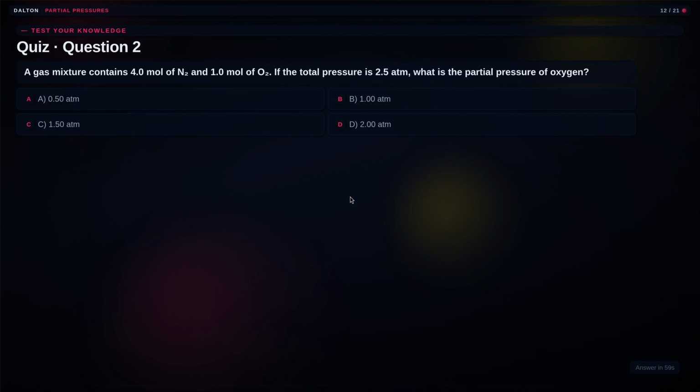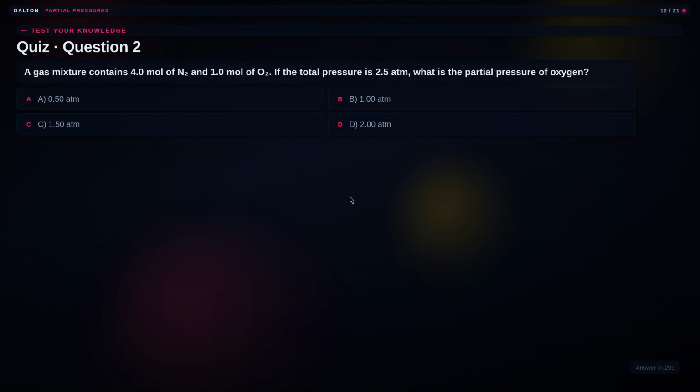Here is question 2. A gas mixture contains 4.0 moles of nitrogen and 1.0 mole of oxygen. If the total pressure is 2.5 atmospheres, what is the partial pressure of oxygen? The four options are A. 0.50 atmospheres, B. 1.00 atmosphere, C. 1.50 atmospheres, or D. 2.00 atmospheres. Take a moment to think.